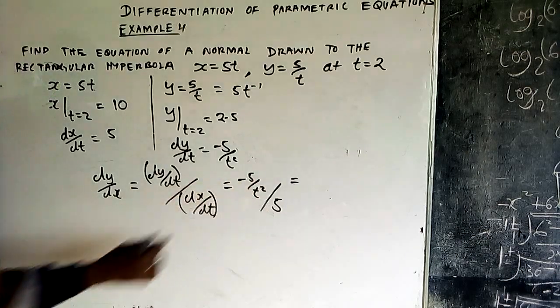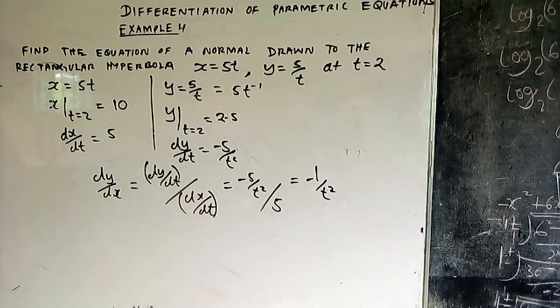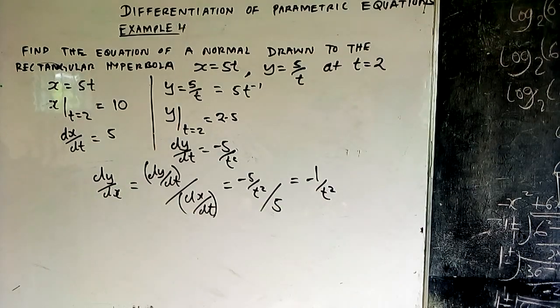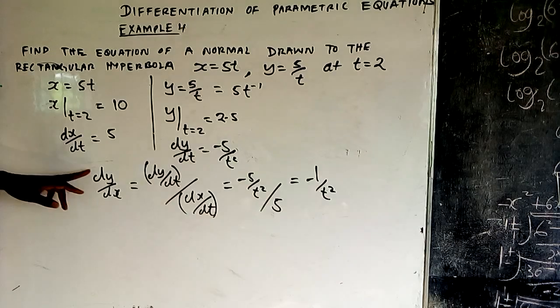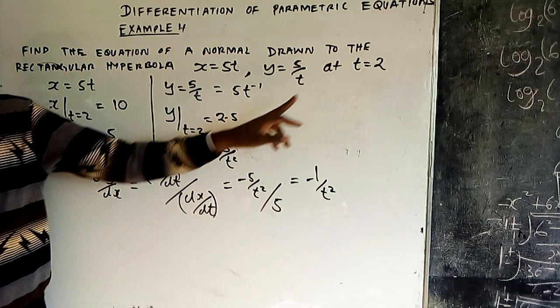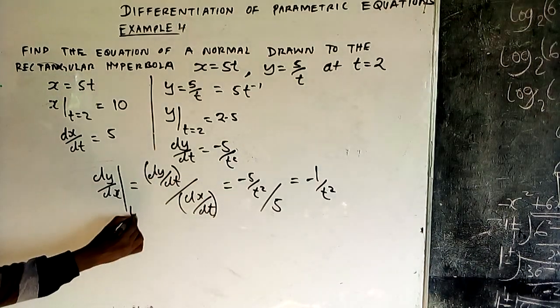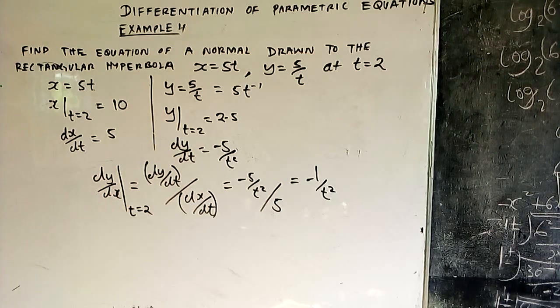So from there you will see 5 goes with 5. If you simplify, you get negative 1 over t squared, isn't it? Are we together? So that is the derivative of the curve. But you want the derivative of the curve at a point when t is 2. So you ask yourself, what is this derivative when t is equal to 2?